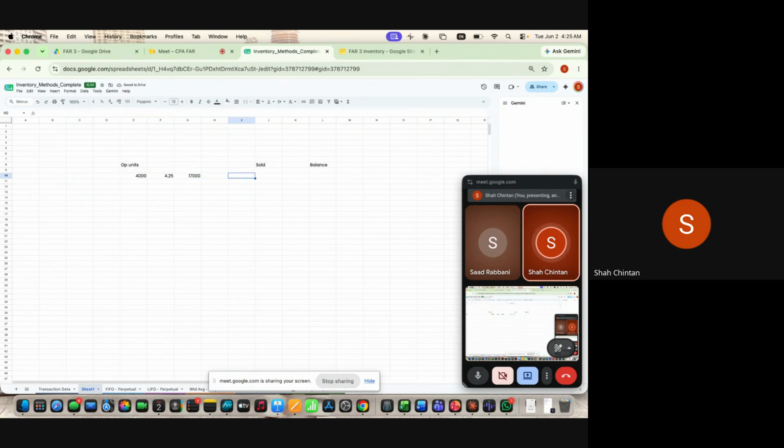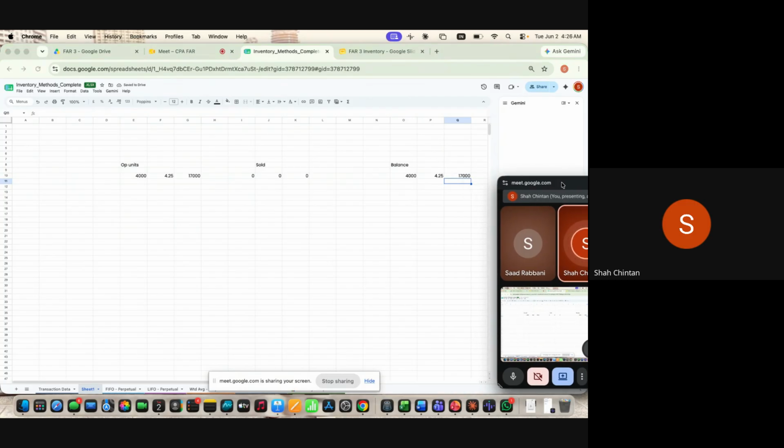You have no sales. So that means you had a balance of entire 4000 units at 4.25 each. And the value of your inventory was 17,000. So this was the beginning of the transaction. What happened to our next transaction? You have sold out the goods. Now 3000 are sold out.